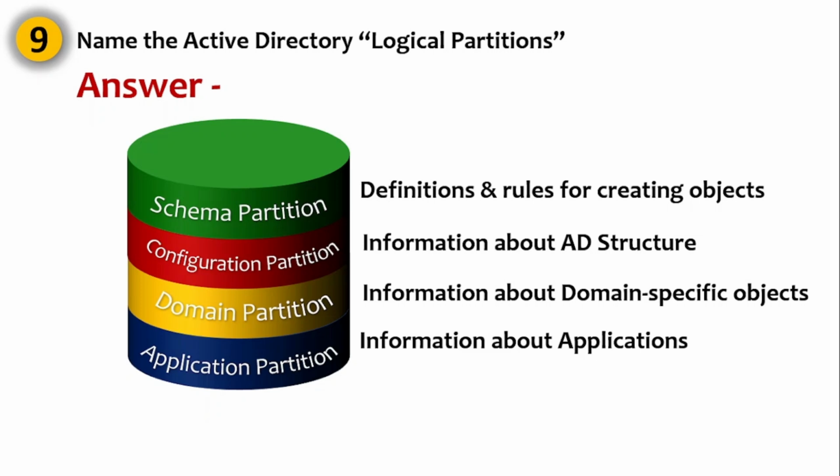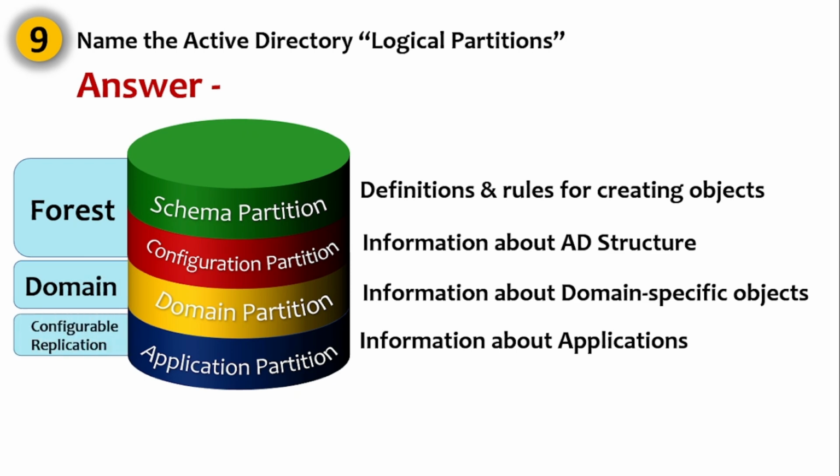Configuration partition has the information about the Active Directory structure, for example, how many domains, how many sites. Domain partition will have information about that particular domain and its objects. The application partition will hold data if you have integrated any application along with Active Directory, such as your DNS. The schema partition and the configuration partition are forest-wide partitions. Domain partition is a domain-wide partition, and the application partition is configurable, so it's not a mandatory partition.